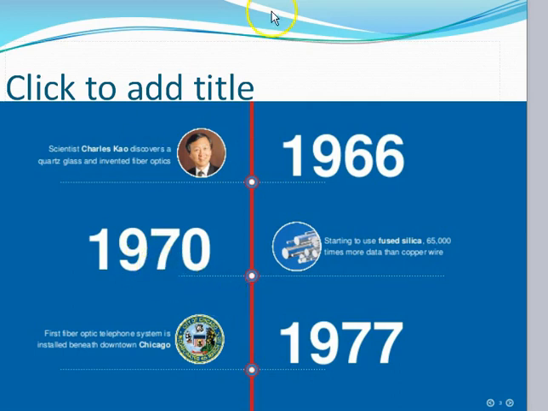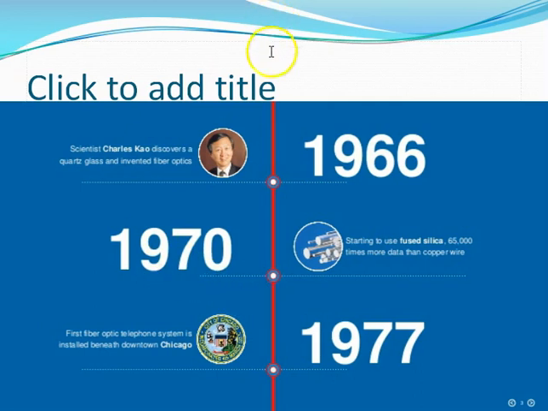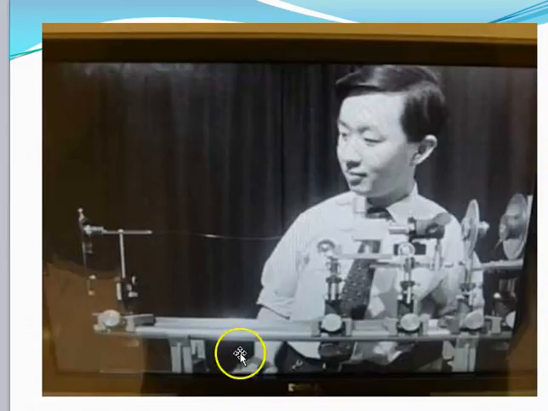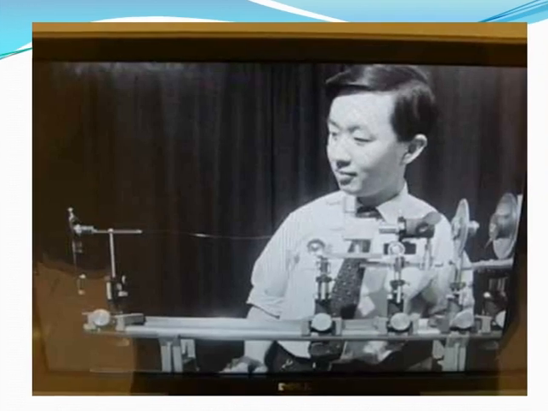So in 1966, a scientist called Charles Kao discovered that quartz glass could be used and invented fiber optics. So this is the man of fiber optics himself. This is Charles Kao in his lab doing experiments for the first fiber optics.